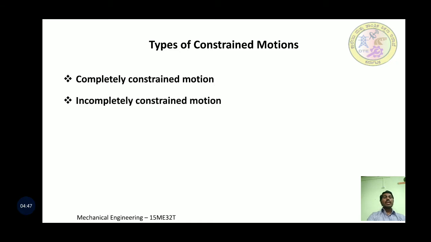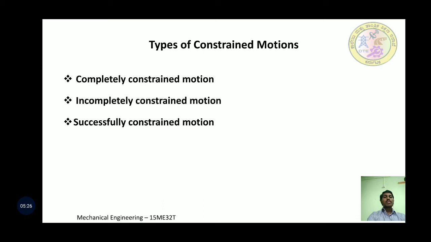Second one, incompletely constrained motion. When the motion between a pair can take place in more than one direction, then the motion is called incompletely constrained motion. The change in the direction of impressed force may alter the direction of relative motion between a pair. Example, a circular bar or shaft in a circular hole.